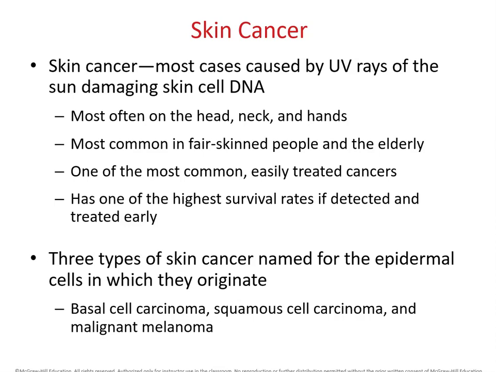Oftentimes, skin cancer can be treated very easily. It is one of the most common types of cancers. The good news is it does have a high survival rate, but it needs to be detected and treated early in order for that survival rate to be beneficial. There are three general types of skin cancer that we see fairly commonly, and they're named for the cells of the epidermis where the cancer originates. So we have basal cell carcinoma, squamous cell carcinoma, and malignant melanoma.